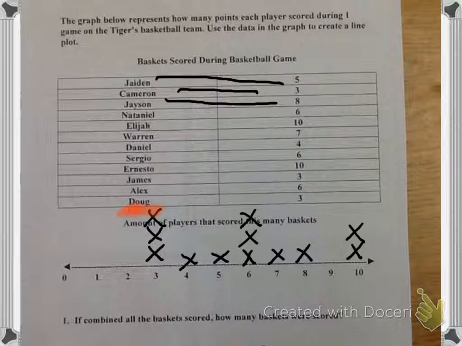So this is 1, 2, 3, 4, 5, 6, 7, 8, 9, 10, 11, 12 students represented on the line plot. The question is not asking for the amount of students. The question is asking for the amount of baskets scored. So here, this X actually represents 3 baskets scored by one student. So this is actually 3, 6, 9. So 9 baskets were scored here.